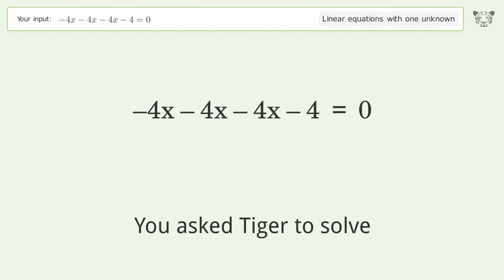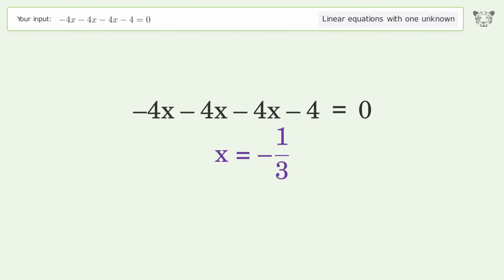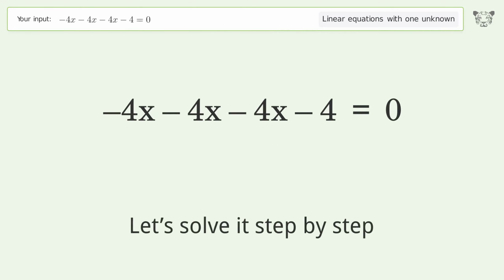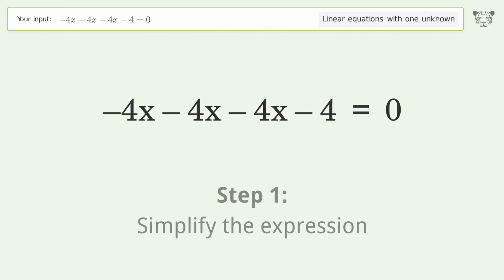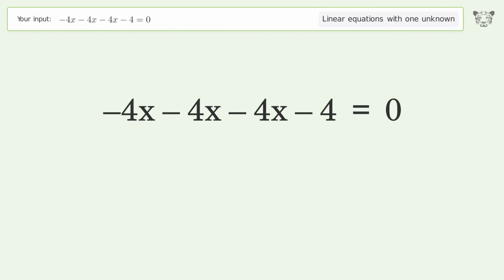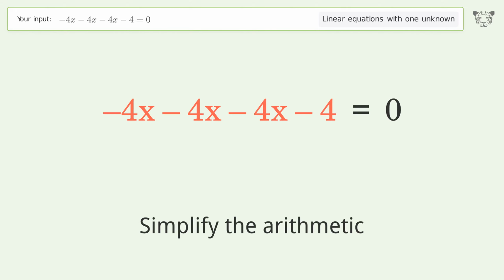You ask Tiger to solve. This deals with linear equations with one unknown. The final result is x equals -1/3. Let's solve it step by step. Simplify the expression. Simplify the arithmetic.